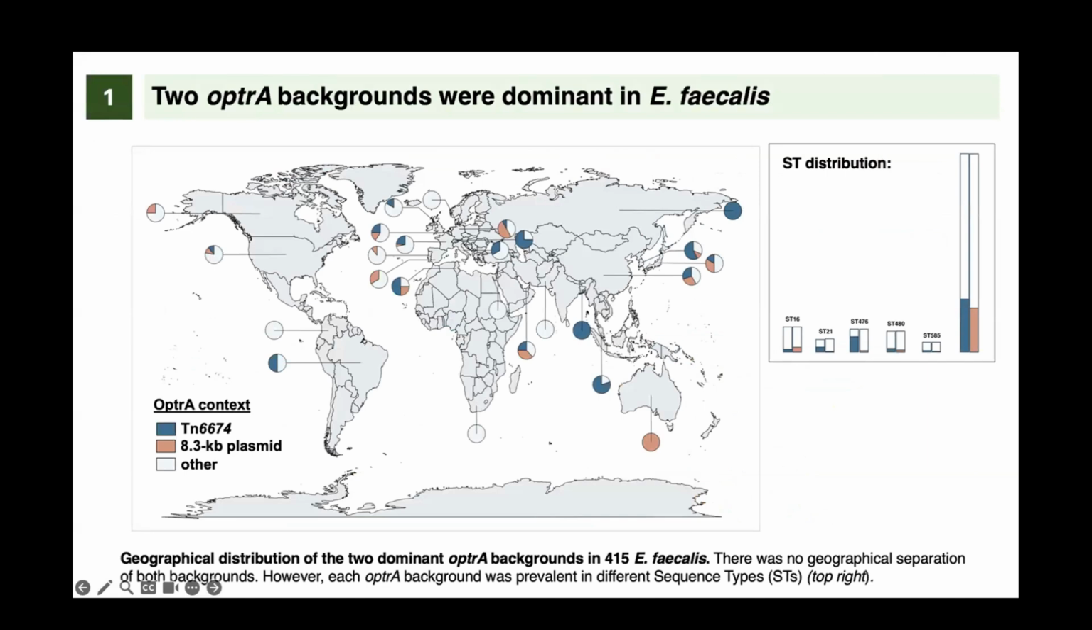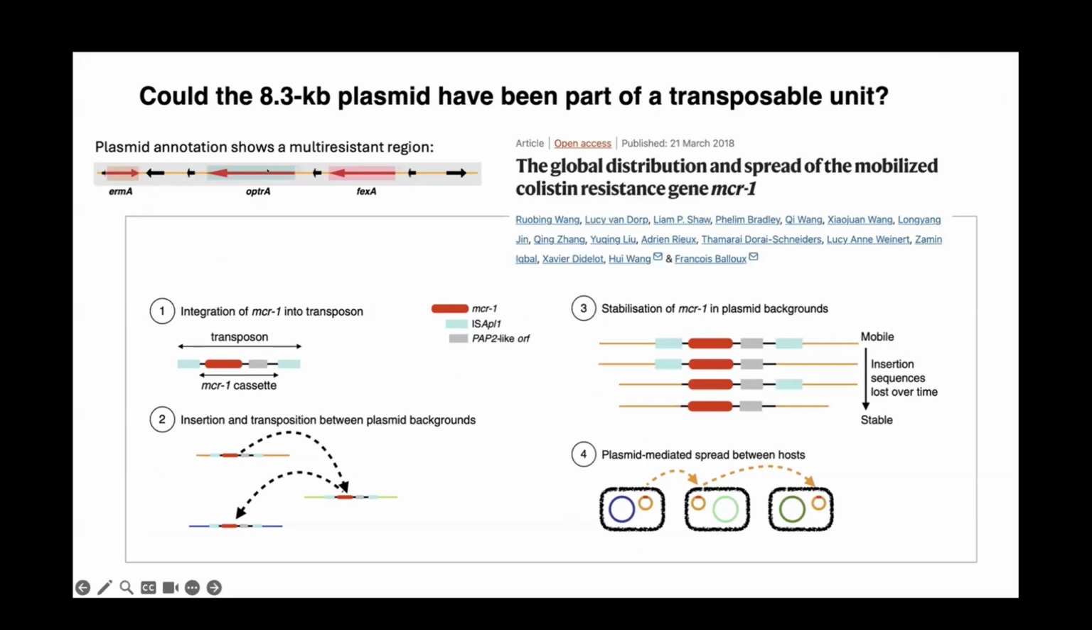So yeah, in my last slide, I described an OPTRA plasmid, which has been dominant in the E. faecalis isolates. We know very little about this plasmid. And from the gene annotation of this plasmid, we know that it carries a multi-resistant unit, which has three antibiotic resistance genes, one of these being the OPTRA gene.